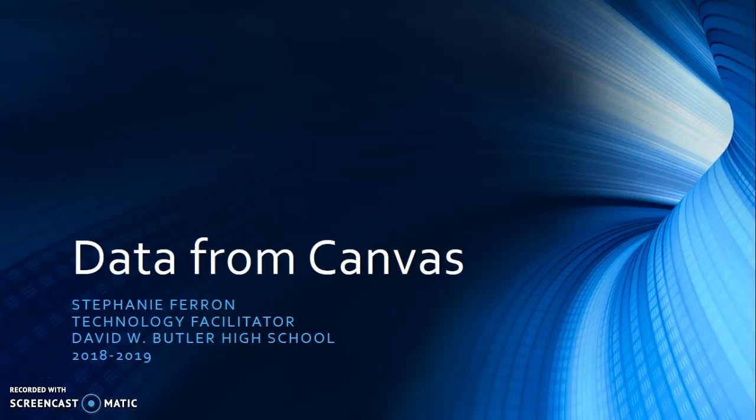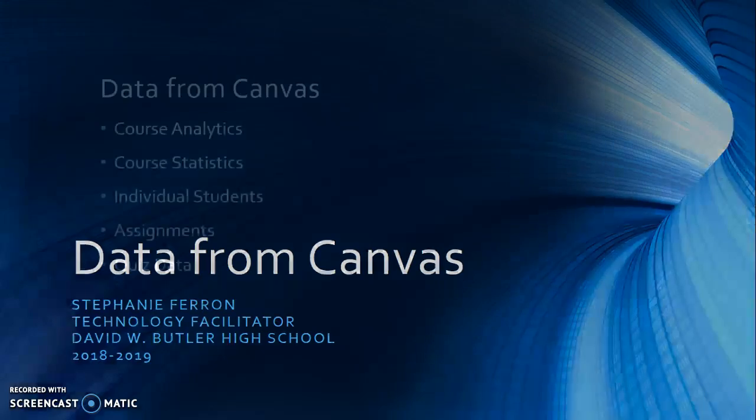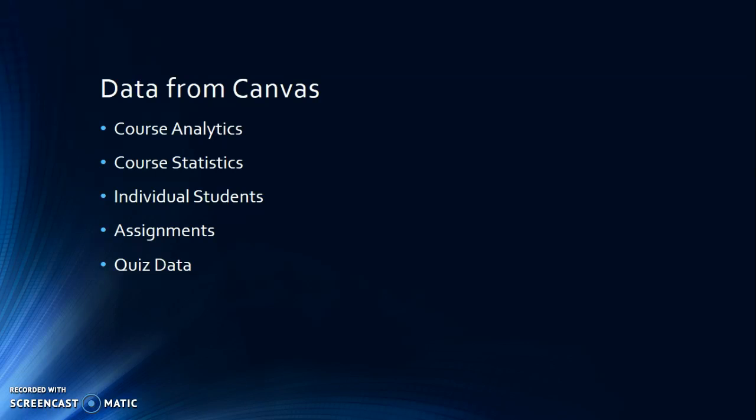So real quickly I'm going to go over the different types of data that you can pull from Canvas, among other things. We have Canvas Analytics, course statistics, individual student data, assignment data, and quiz data. So I'm going to go over each of these and talk about the possibilities of them. Be thinking about your own classes and what you can use this data for.